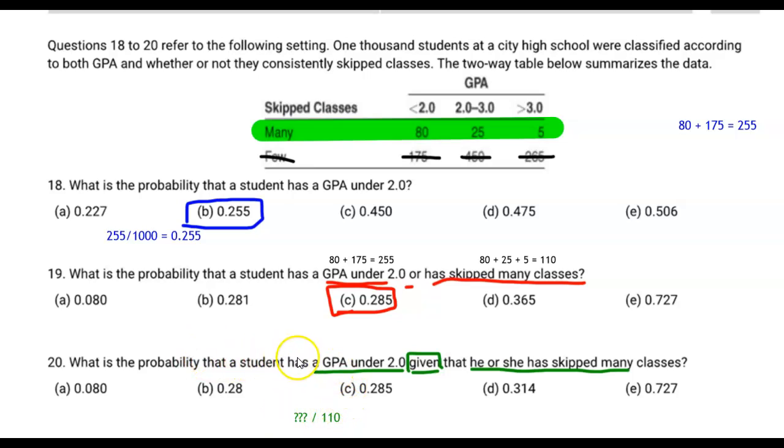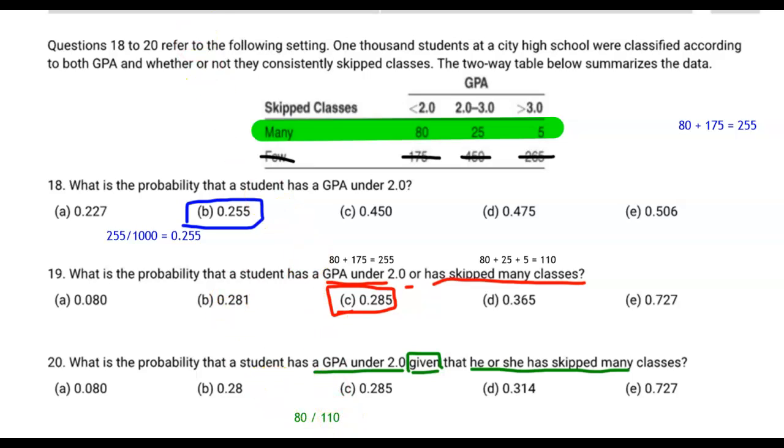We're looking for the probability that a student has a GPA under 2.0. Well, among these folks, the folks that have a GPA under 2.0, there's 80 of them. So this number becomes 80. So 80 over 110. All we got to do is pop this in the old calculator and figure it out.